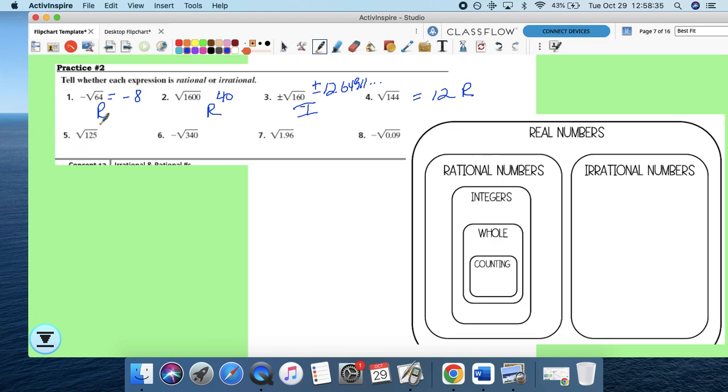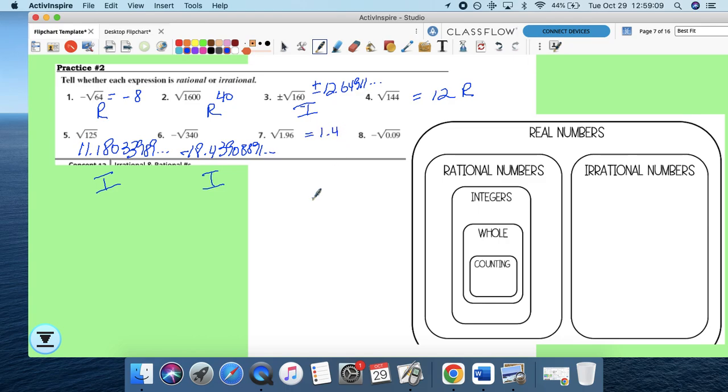So let's see how I should find it out. It's 11.1803989... irrational. Square root of 340, again, not a perfect square. Right? No two numbers alike, no two exact numbers multiply, so negative 18.43908891... irrational. Square root of 1.96, well, that is 1.4.